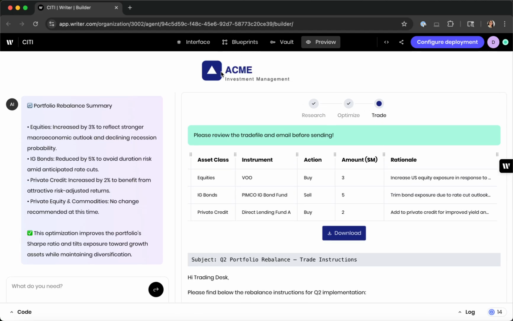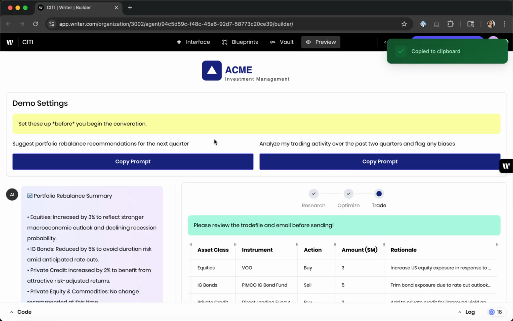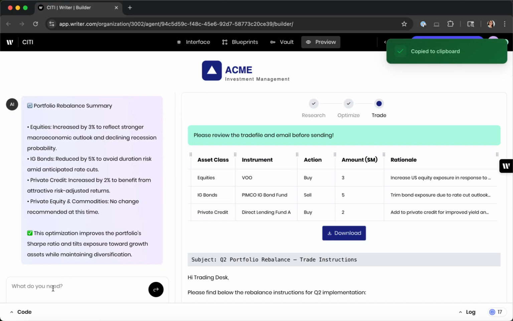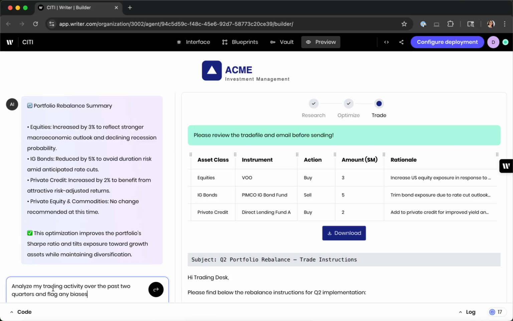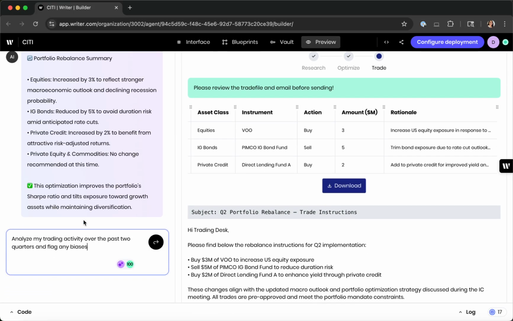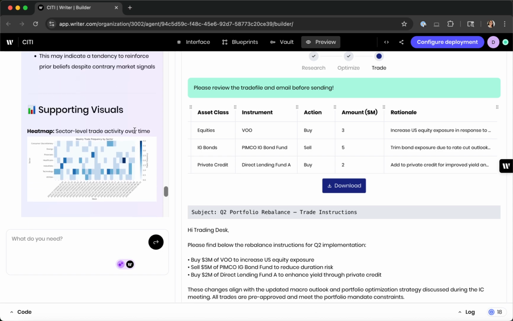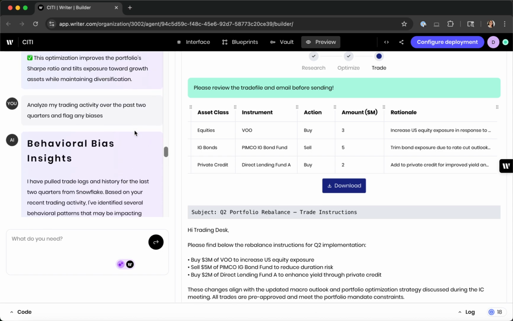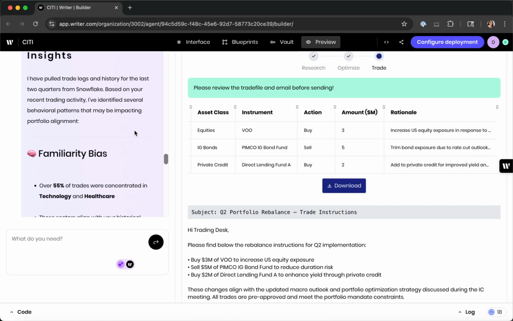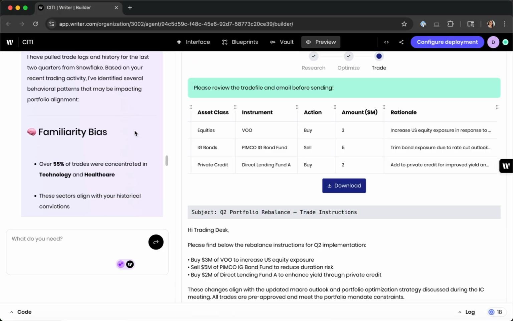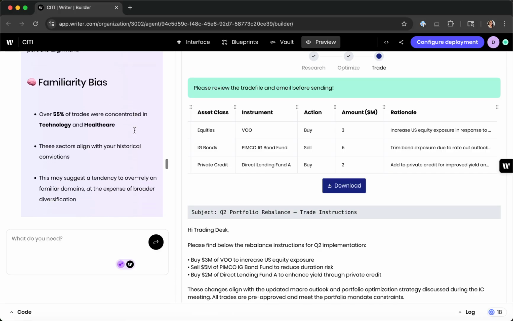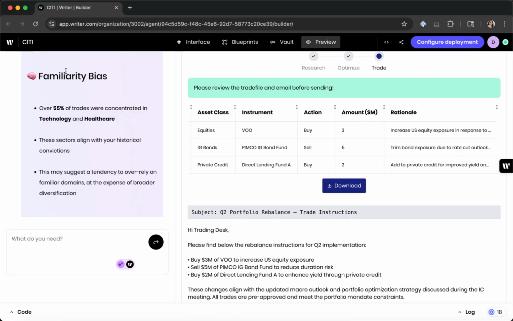And then the last thing a portfolio manager might want to do is ask about her biases, for example. So what I'm doing is asking, hey, analyze my trading activity over the past 2 quarters and flag any biases that I might have. And as you can see here, Writer pulled up all of the trade logs from Snowflake, and based on the trading activity, generated key findings.